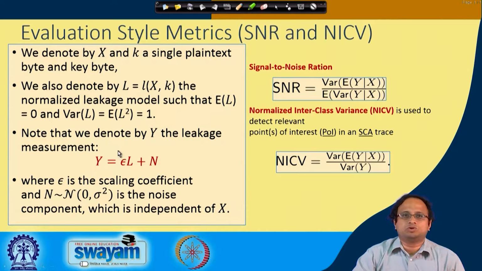Now we note that this is the actual deterministic part of the leakage, but this gets contaminated with Gaussian noise, as we have seen previously.